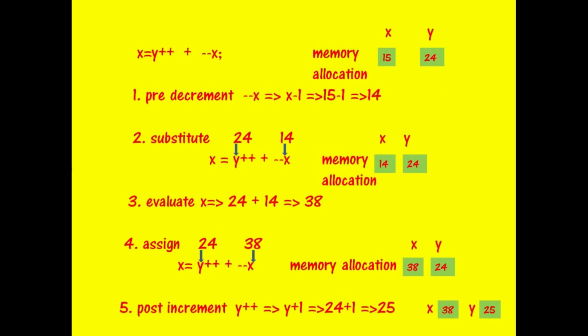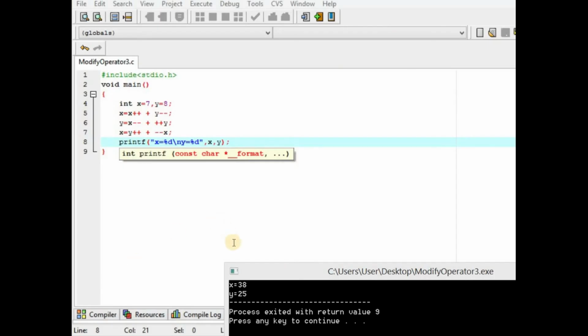Fifth step, any post increment or post decrement. So here in this expression, post increment is already there. So execute this post increment. y++ means y equals y plus 1, increases the value by 1. So the value of y is 24 and it increases by 1. So the latest value of y is 25. So the outcome is x value is 38 and y value is 25. If you run the program, the output screen displays x value is 38 and y value is 25.